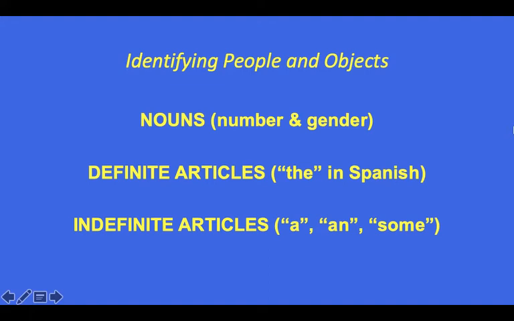Gramática útil 1, your first grammar lesson identifying people and objects. So the lesson will begin with nouns, people, places, and things, and talk about number and gender of nouns in Spanish. Then we'll move on to definite articles, how to say the in Spanish, and a lesson on indefinite articles, how to say a, an, and some in Spanish.